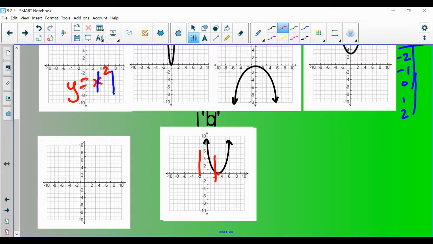And so the work that we're going to have to do when we have a b term is going to change a little bit. We are no longer going to be using the x values -2, -1, 0, 1, and 2. It's actually going to be on you guys to come up with the x values that we're going to focus on. And I'm going to show you how to do that here in the next slide.